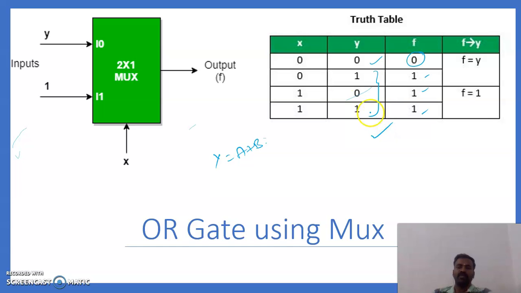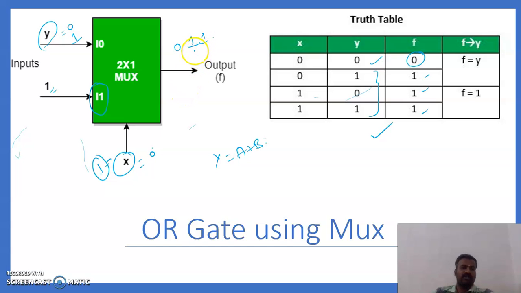Let me take x as one of the selection lines, and I'm going to assign another input for when x is equal to 0. So when I give x is equal to 0, it is going to select y. If I give y is equal to 0, meaning both are 0 0, output 0 will come. If I give y is equal to 1, my output will come as 1. Similarly, if x is equal to 1, it is going to select this I1. I1 is already having 1, so my output is 1.